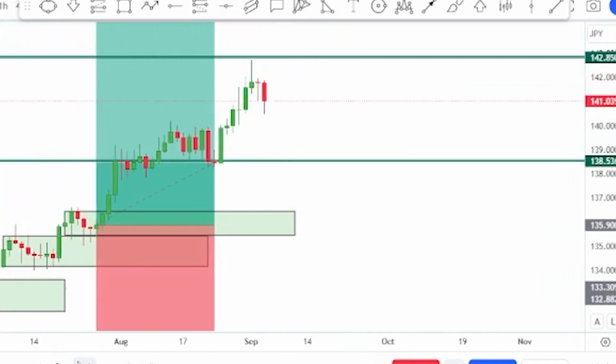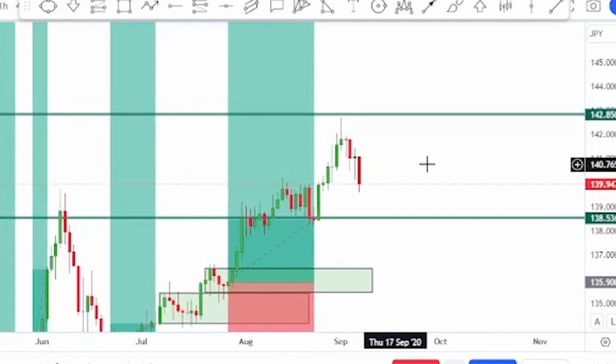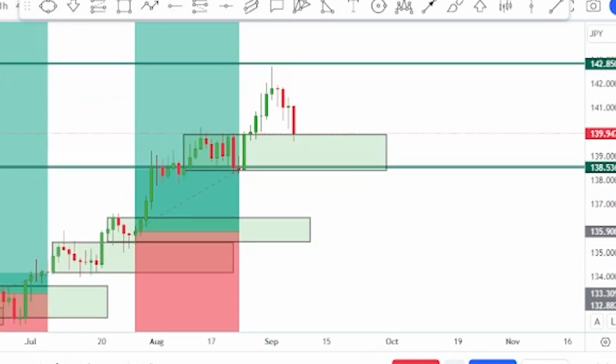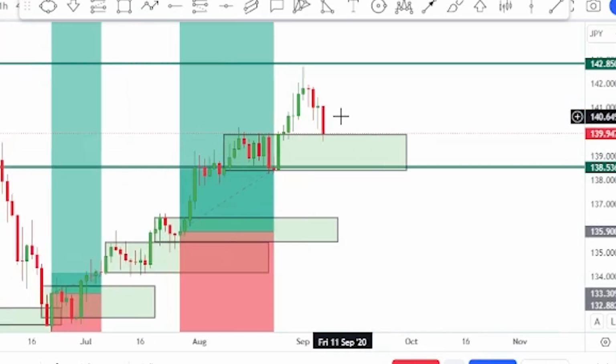The market keeps pushing up, so we have this area where we can buy from. Okay, let's take a look at this opportunity. Can we buy from this area? The answer is yes or no. It all depends on how you understand and how you plan with your capital.